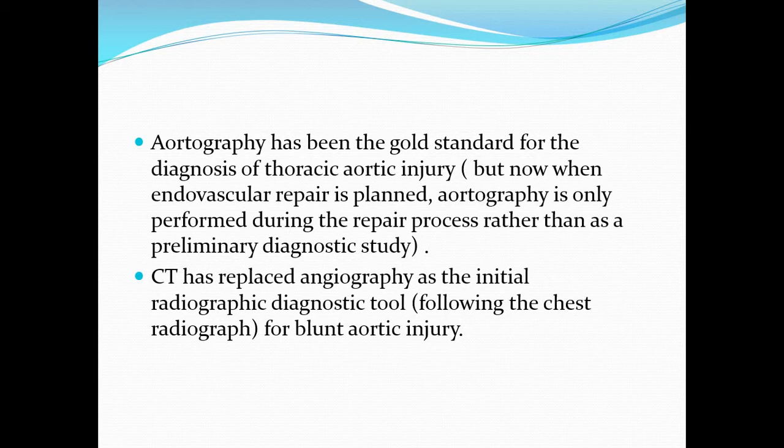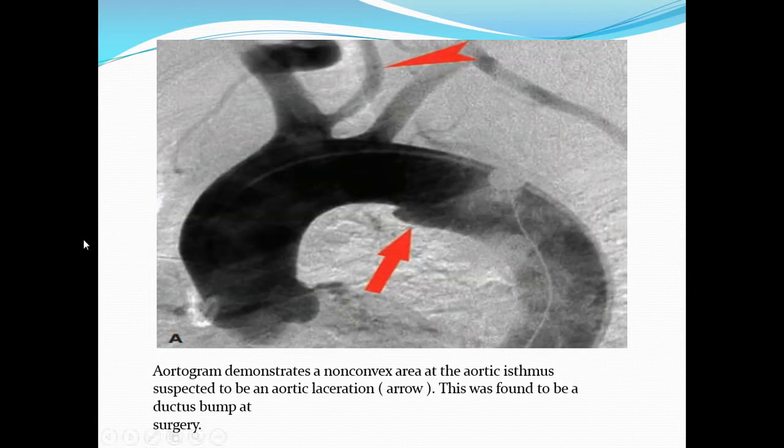Usually we use CT at the present time because it is more readily available, less invasive and faster, and it's important in diagnosing the aortic injury in addition to other injuries that usually occur together. So this aortogram demonstrates an area that is a non-convex area of the aortic isthmus. It was suspected to be an aortic laceration, but it was an aortic bump, so it was not a traumatic injury.